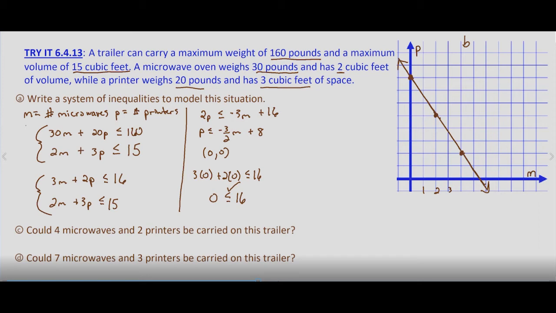So we want to shade the side that has (0, 0), so this left-hand side of the line.